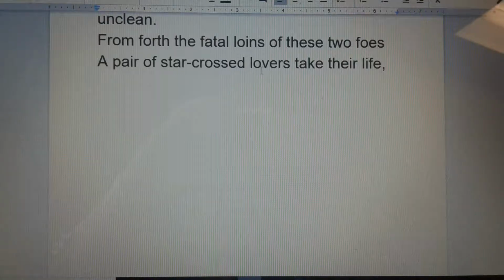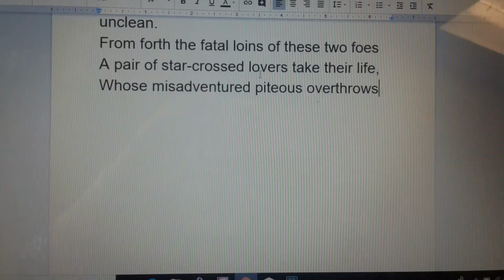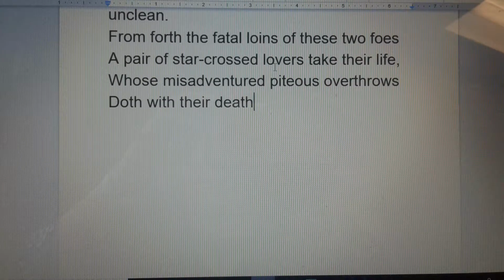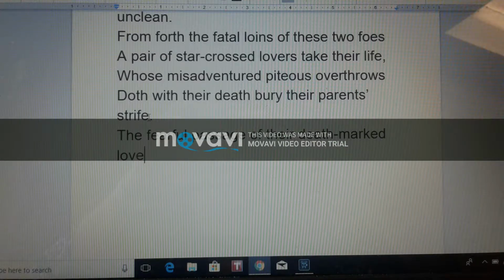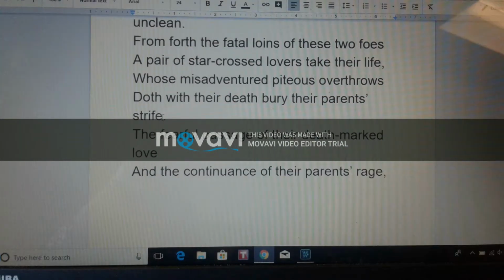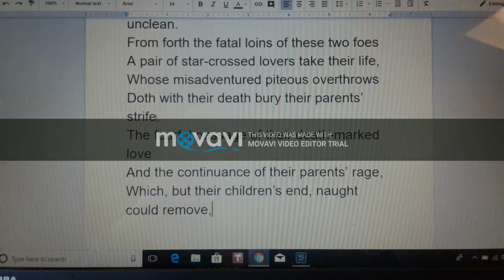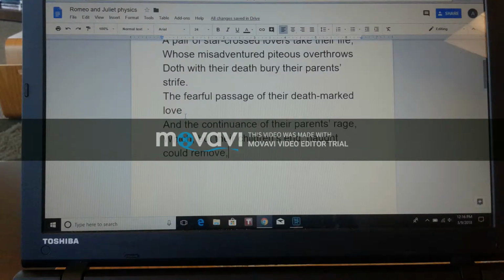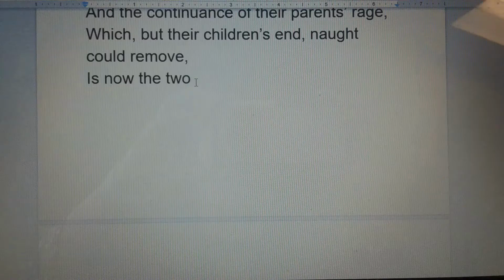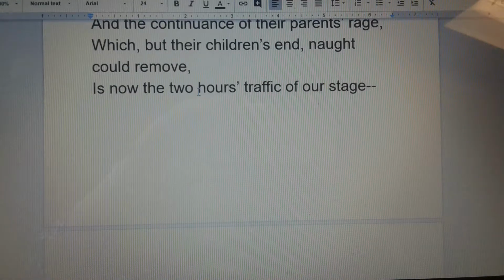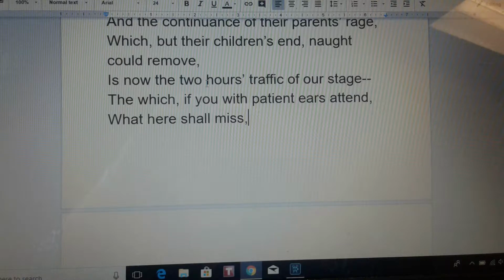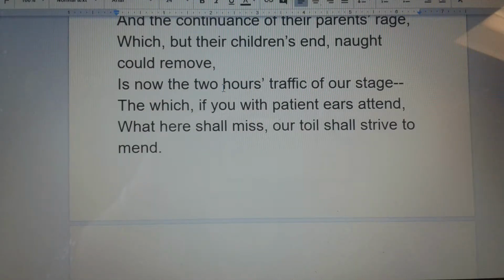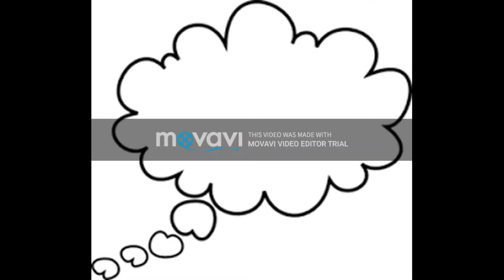Lovers take their life, whose misadventures piteous overthrows, doth with their death bury their parents' strife. The fearful passage of their death-marked love, and the continuance of their parents' rage, which but their children's end not could remove, is now the two hours' traffic of our stage, the which, if you with patient ears attend, what here shall miss, our toil shall strive to mend.